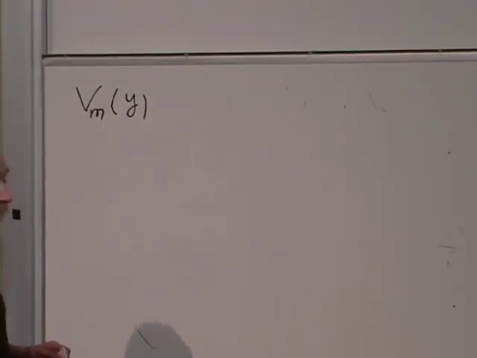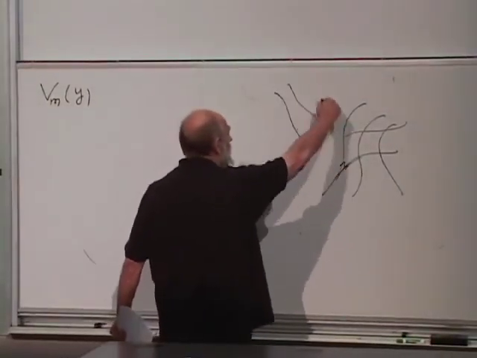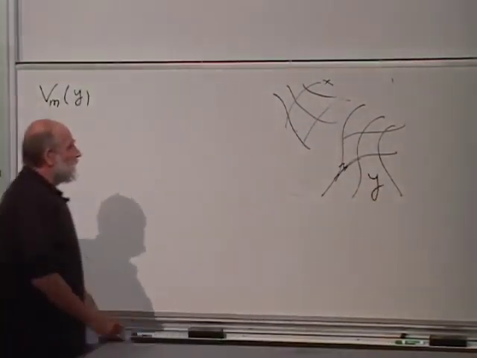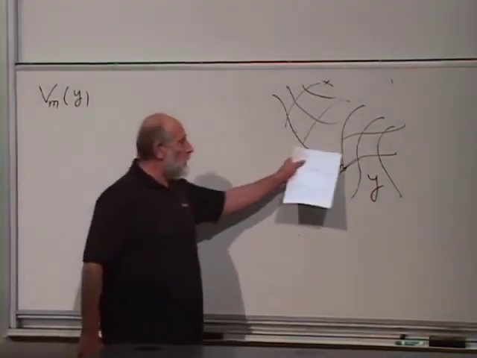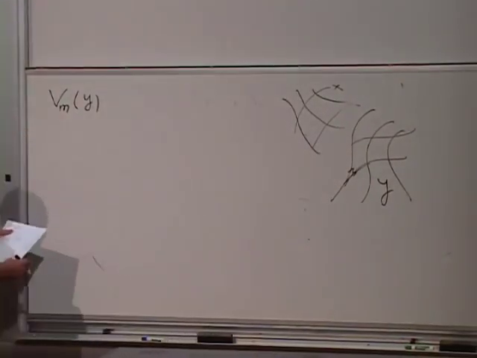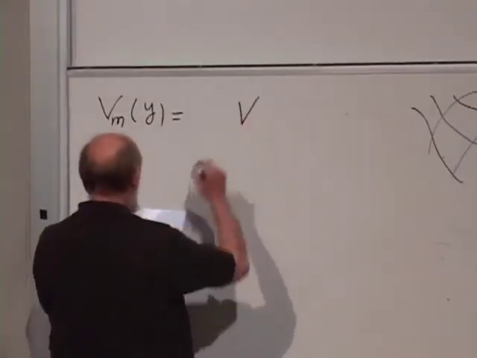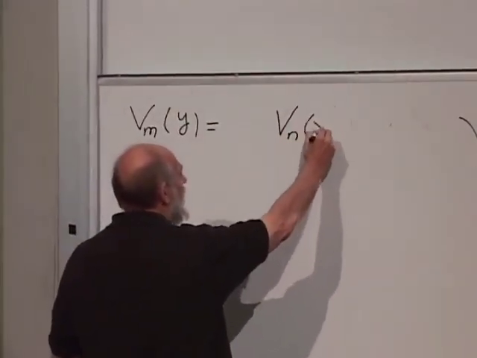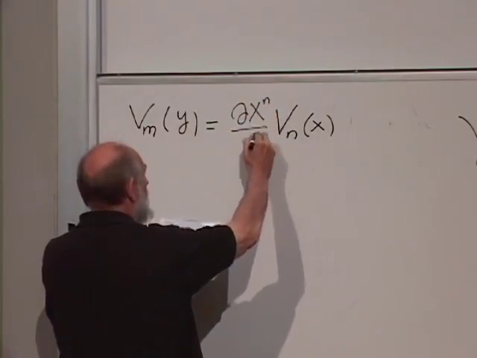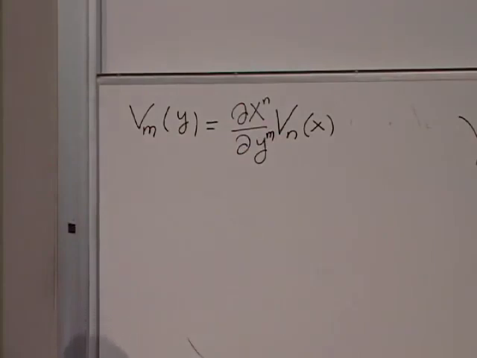Right? Those components can be expressed in terms of the components in terms of some other coordinate system. Here's some other coordinate system, x, y, and x. Given the components, the covariant components in one coordinate system, you can translate them to the components in another coordinate system. And here's the formula that we worked out last time, that V_m is related to V_n of x by multiplying it by dx^n by dy^m. We worked that out last time.